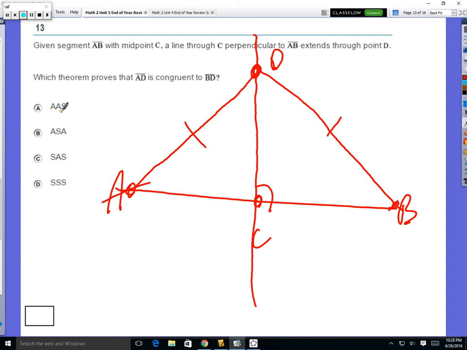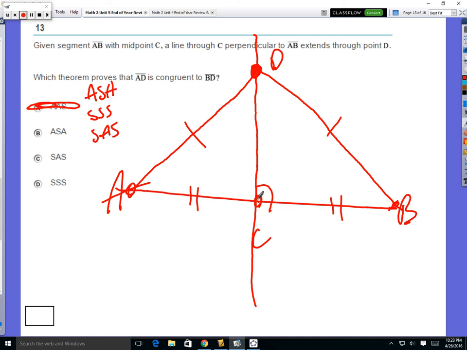So here, this is not a theorem. It's going to be one of the three: angle, side, side, side, or side, angle, side. So you can kill that one. So here's what you got. Okay, this is an isosceles triangle. So if this distance right here is congruent to this distance, that means D is exactly centered between A and B. That means that C is a midpoint.